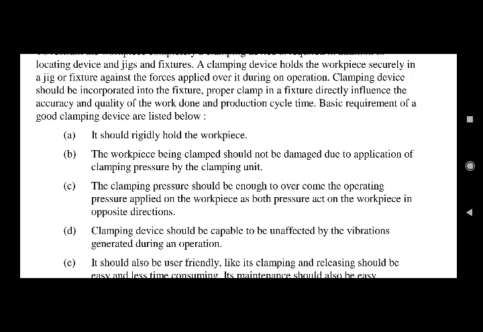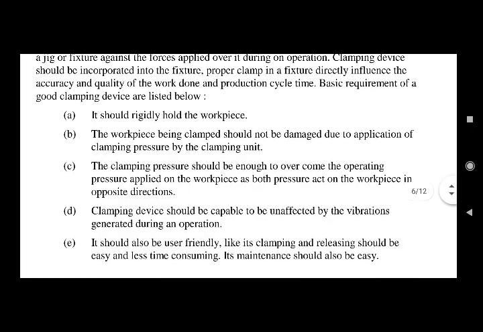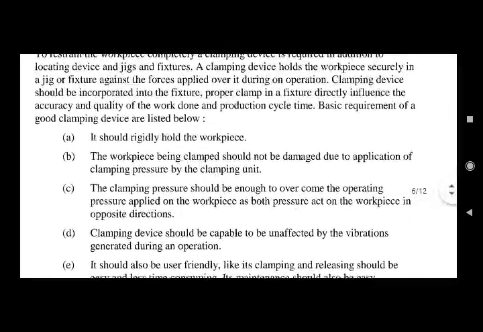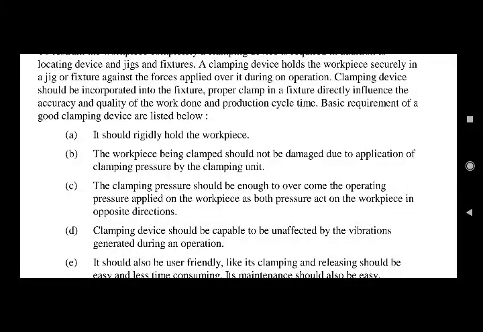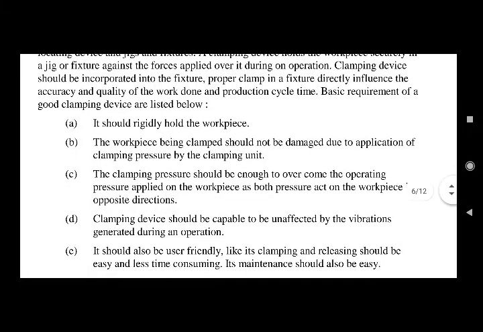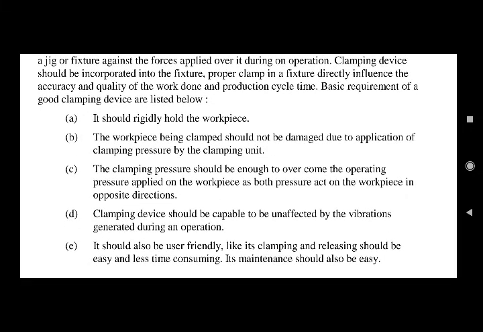Now, in the exam, there will be a question related to this, and the question will be: what are the requirements of a good clamping device? It will be asked mainly for 4 or 8 marks. Let's understand one by one. We are understanding the requirements of a good clamping device. It should hold the workpiece rigidly. That it should hold the workpiece very rigidly.